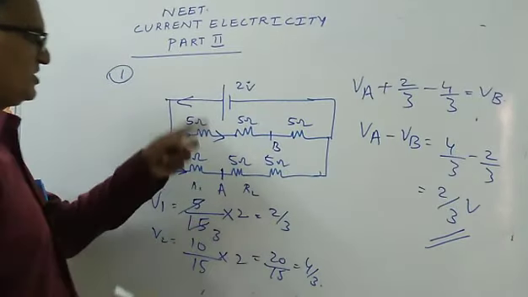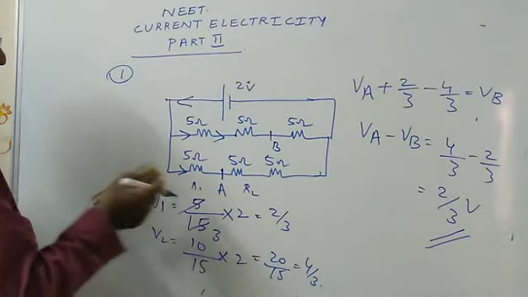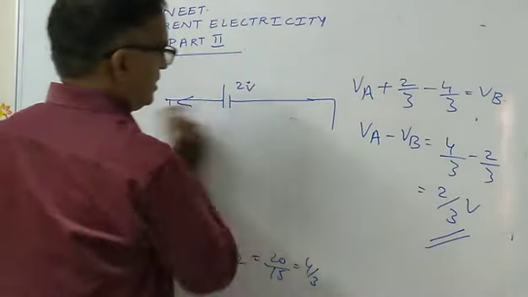This is the easiest method you can follow. That circuit you have to redraw and write it. This is the first problem. Now second one.